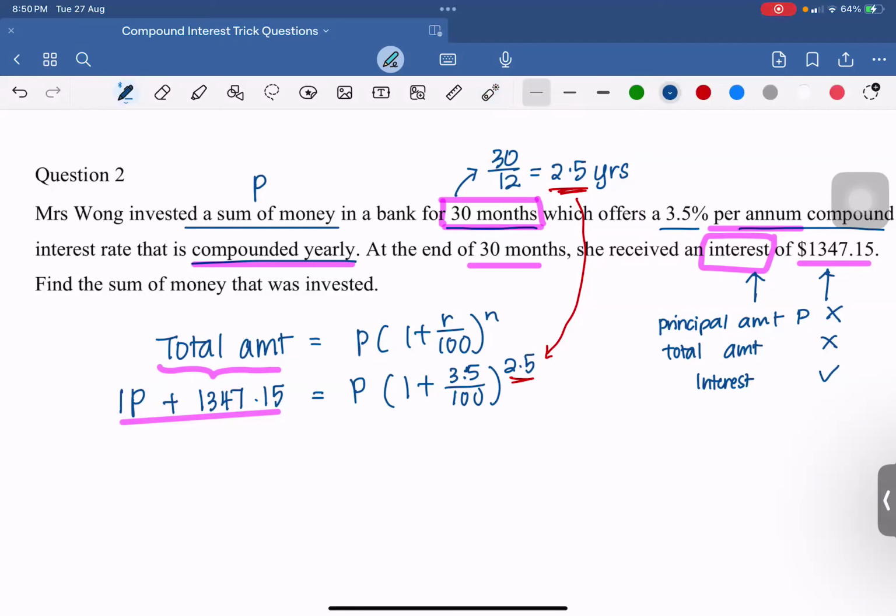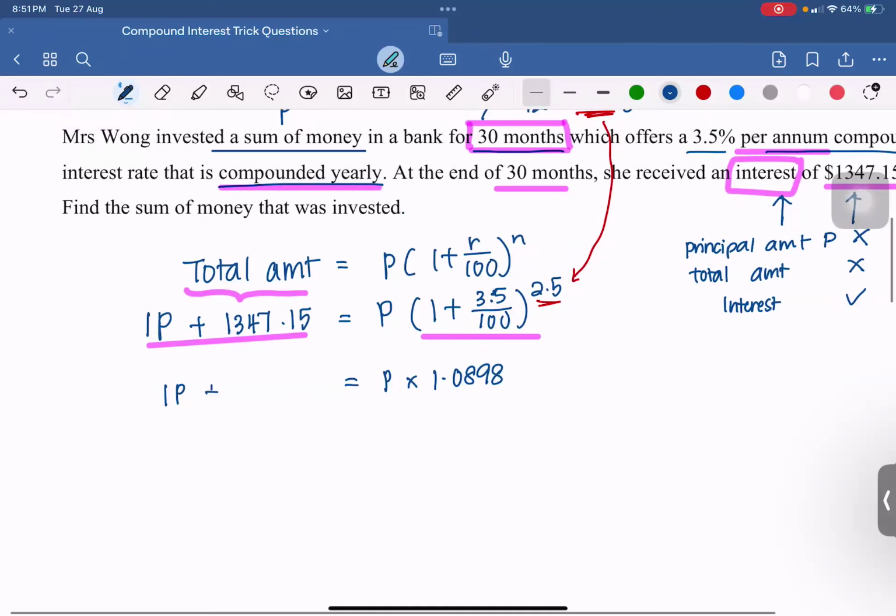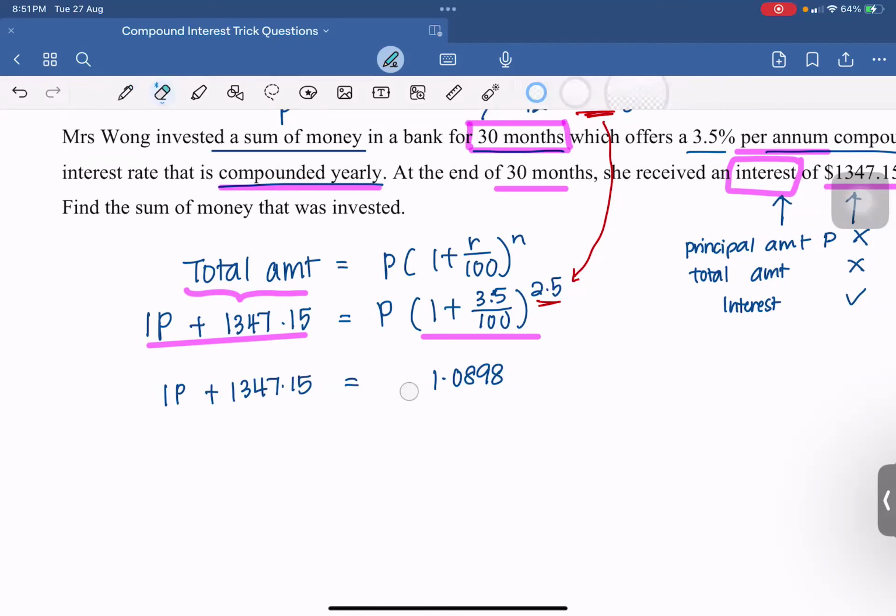Is that all right? Then the next thing to take note, this whole thing is actually just a number. I'm going to calculate this number and find out this is how many P. 1 plus 3.5 over 100 power 2.5. I got 1.08981234. Okay, so what is this? This is actually 1.0898 times P, it becomes 1.0898P.